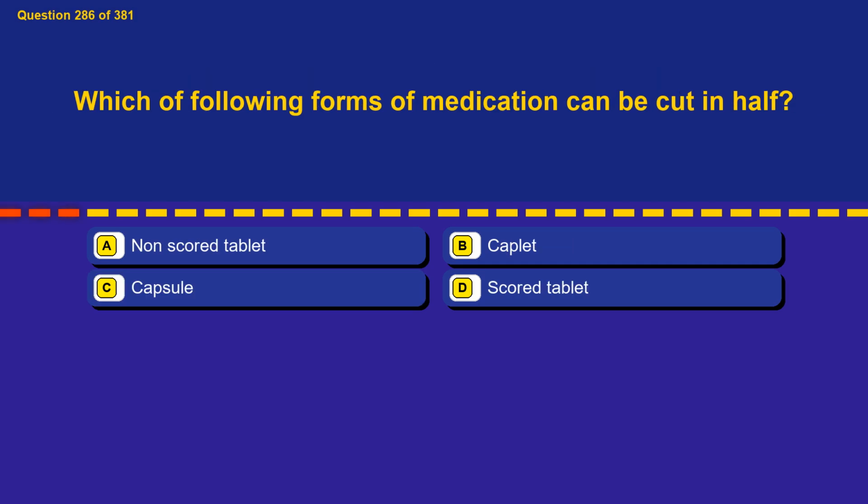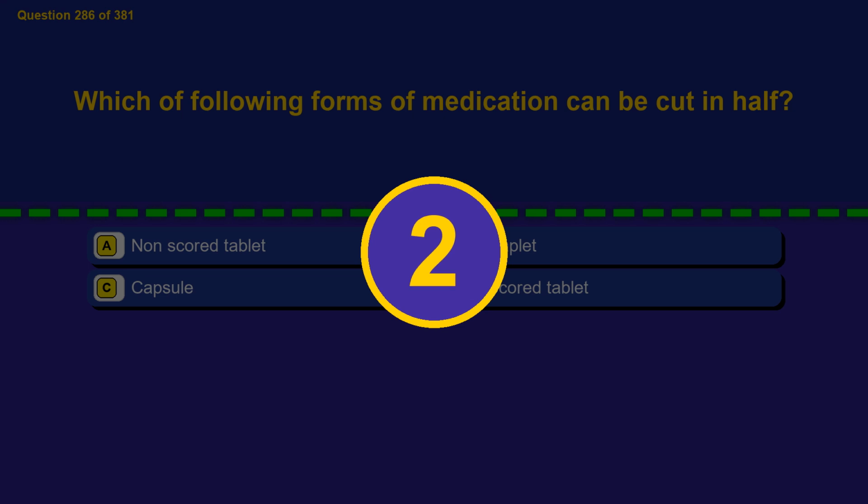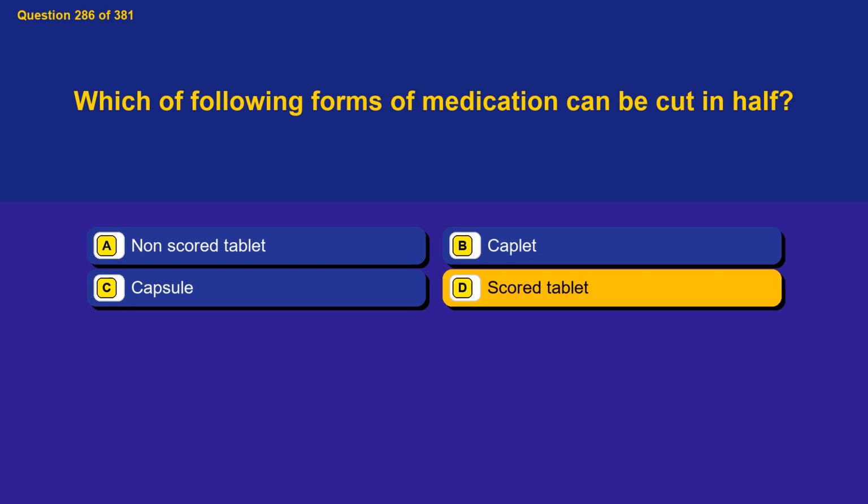Question 286. Which of the following forms of medication can be cut in half? Option A, non-scored tablet. Option B, caplet. Option C, capsule. Option D, scored tablet. The correct answer is option D, scored tablet.